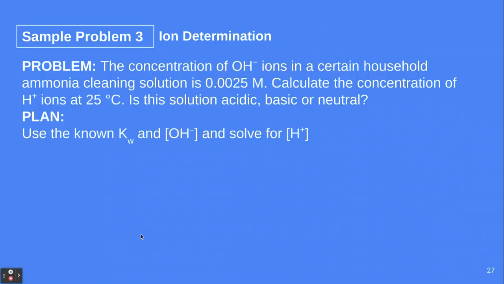So the concentration of hydroxide ions in a certain household ammonia cleaning solution is 0.0025 molar. So that's your concentration in your bracket, OH minus. I want you to calculate the concentration of your protons at the temperature of 25, and then determine if that's acidic, basic, or neutral.